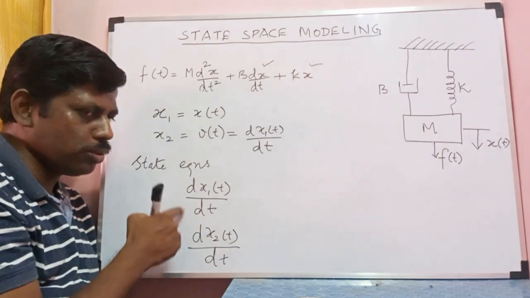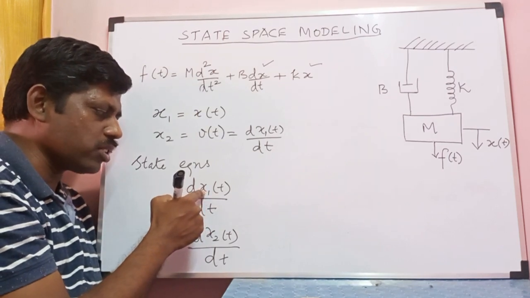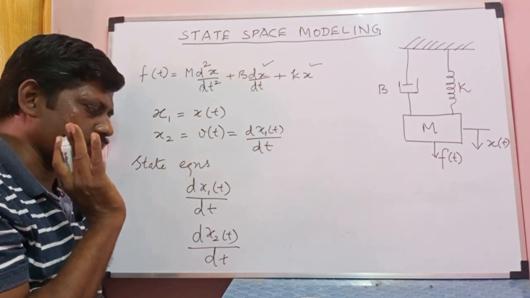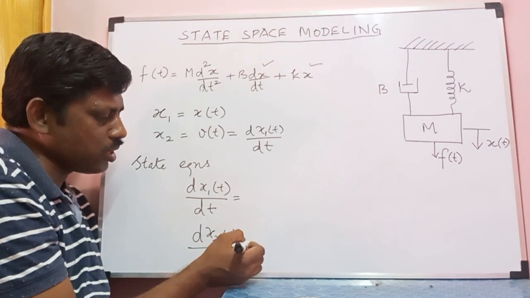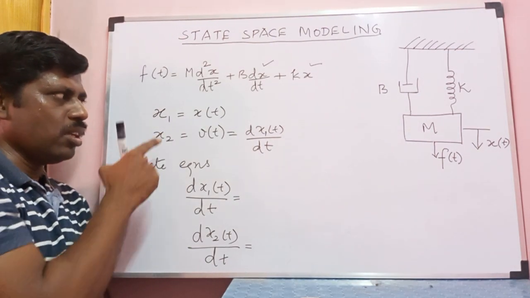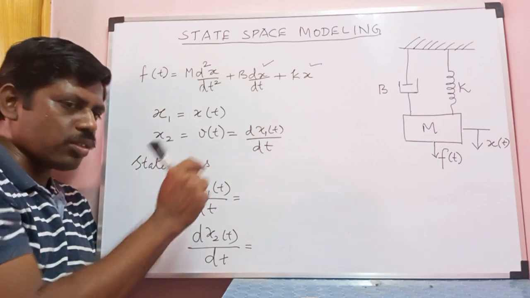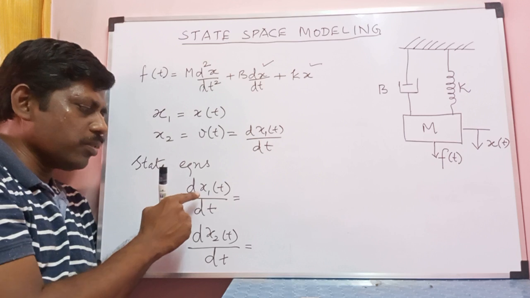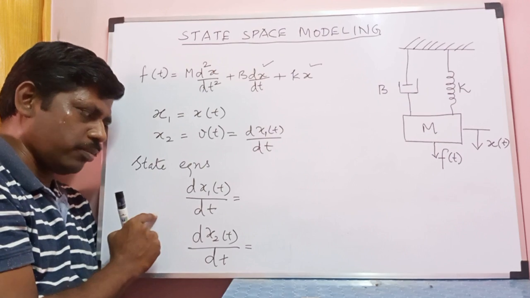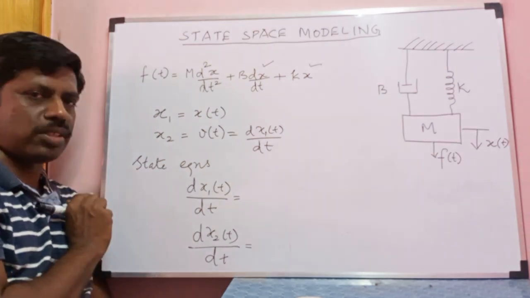Okay, so these two terms describe how the state variables x1 of t and x2 of t vary with respect to time. This variation has to be given by an equation. Please understand about the state equations. The state variables we have already defined, and we are going to describe them with equations which describe the variation of x1 of t and x2 of t with respect to time. These equations are what I am going to call the state equation.